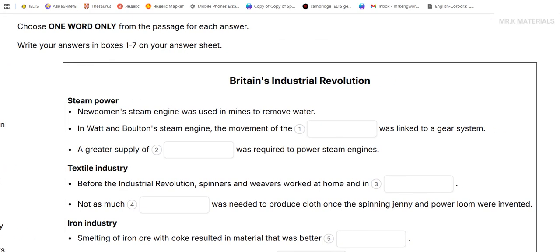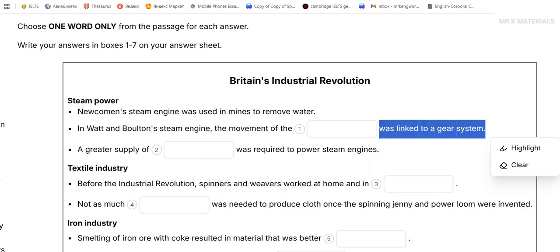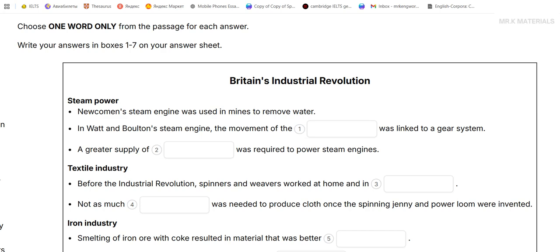Okay, right now, I'm not going to skim, I'm not going to scan. I finished that. I need to first read this fully and understand. So in his steam engine, the movement of something was linked to a gear system. If you understood this, now you can start scanning. I will search for an exact specific word. So movement of something. So that's a noun. This noun was linked, it was connected to a gear system.